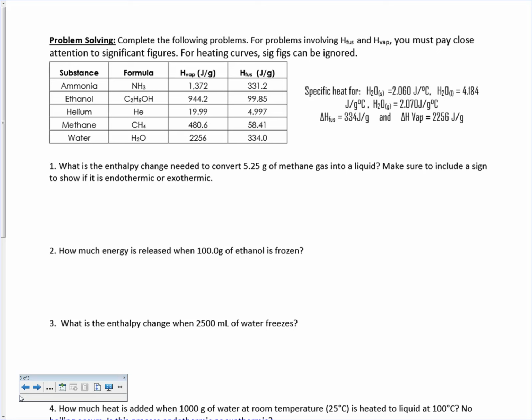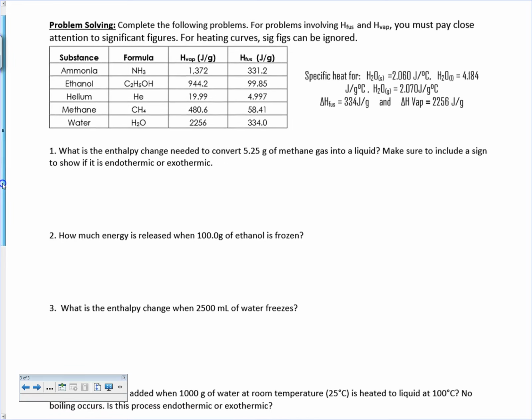There are different sections here. The first 3 questions are all about heat of fusion, heat of vaporization, phase change, things like that. The bottom 2 questions are both heating curve problems, so this is a pretty good representation of what's actually going to be on the exam, so knowing how to do these problems will definitely help you.